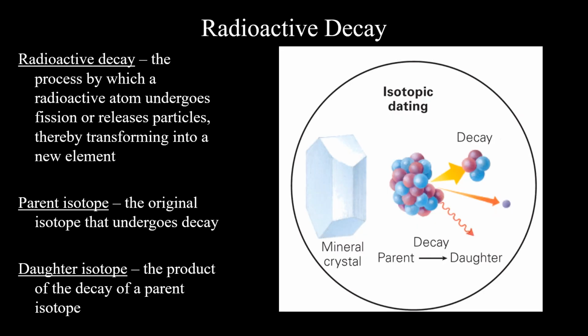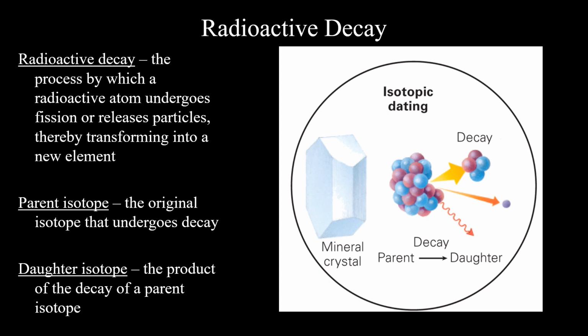So what's radioactive decay? Radioactive decay is the process by which an atom undergoes fission. Fission is the opposite of fusion. Fission means to break apart or to release particles. Fusion means to come together, to put things together. Remember, stars are doing fusion. We talked about this when we talked about how elements are formed. But when we're talking about radioactive decay, we're talking about usually larger isotopes that are breaking apart.